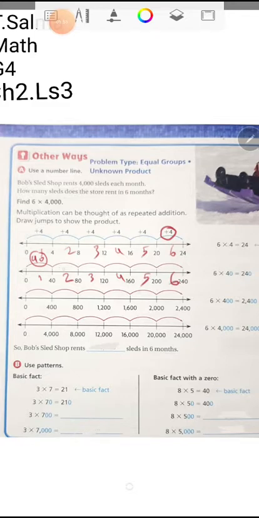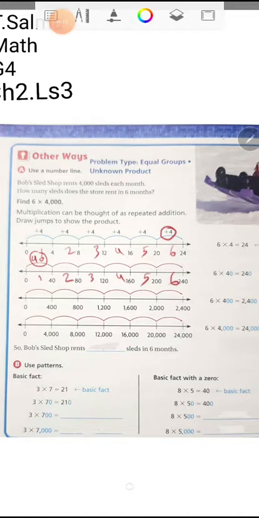So if you multiply 6 by 4, you get 24. I told you, you have to multiply 6 by 4 and put 0 next to the answer. So the answer will be 240. Now, what about if I want to multiply 6 by 400?